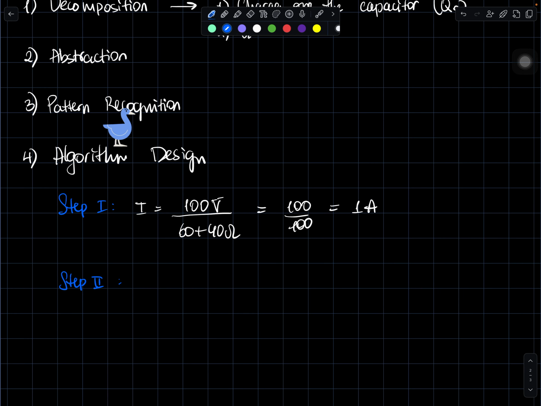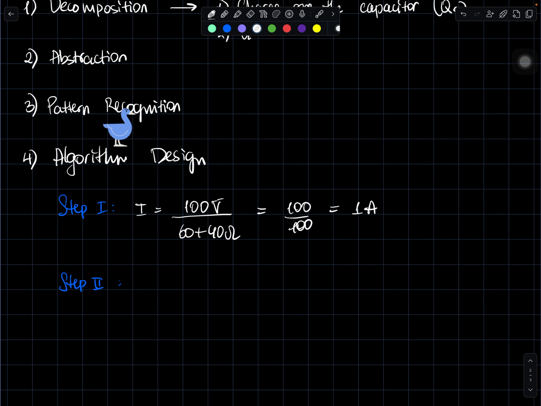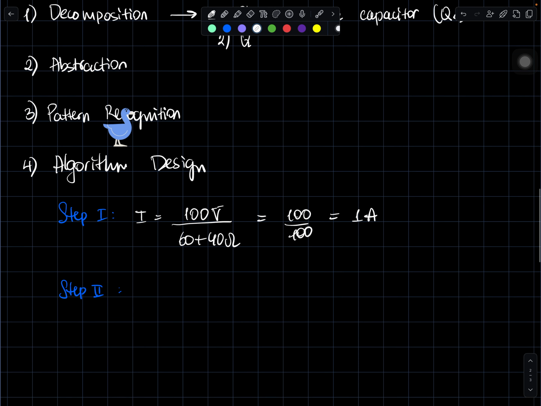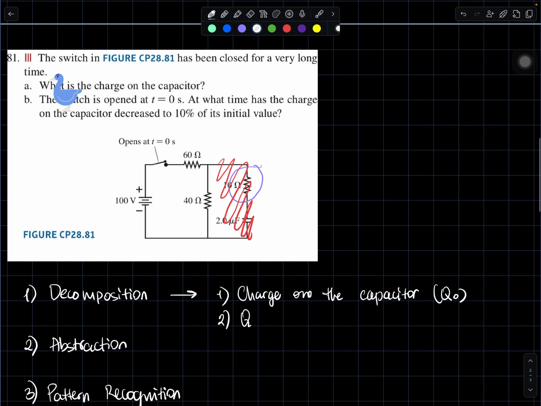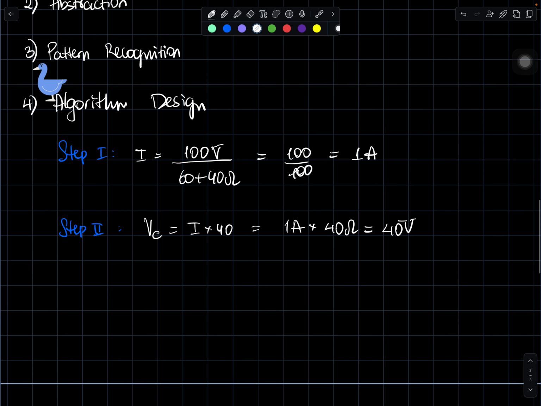Step 2. The voltage across the capacitor equals the voltage across the 40 ohm because they are in parallel. So the voltage in the capacitor equals I multiplied by 40. This gives us 1 ampere multiplied by 40 ohm, which is 40 volts. So our capacitor has 40 volts while the switch is closed.